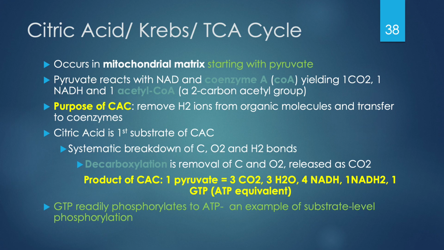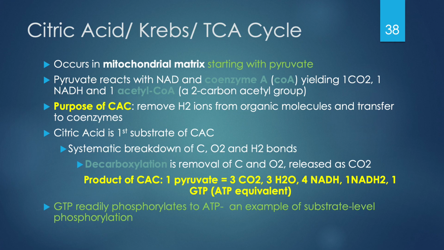Green means go. That's why I have this in green up top. Okay, so we start with pyruvate, which is our outcome product of glycolysis. The purpose of the citric acid cycle is just to remove hydrogen ions from organic molecules and then to transfer them to coenzymes. That's it.